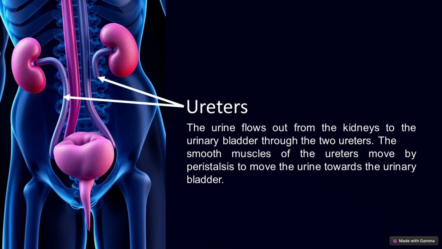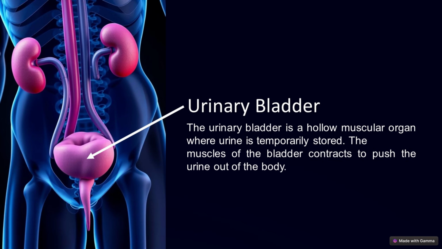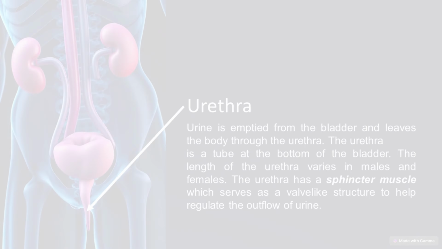Ureters. The urine flows out from the kidneys to the urinary bladder through the two ureters. The smooth muscles of the ureters move by peristalsis to move the urine towards the urinary bladder. Urinary bladder. The urinary bladder is a hollow muscular organ where urine is temporarily stored. The muscles of the bladder contract to push the urine out of the body.